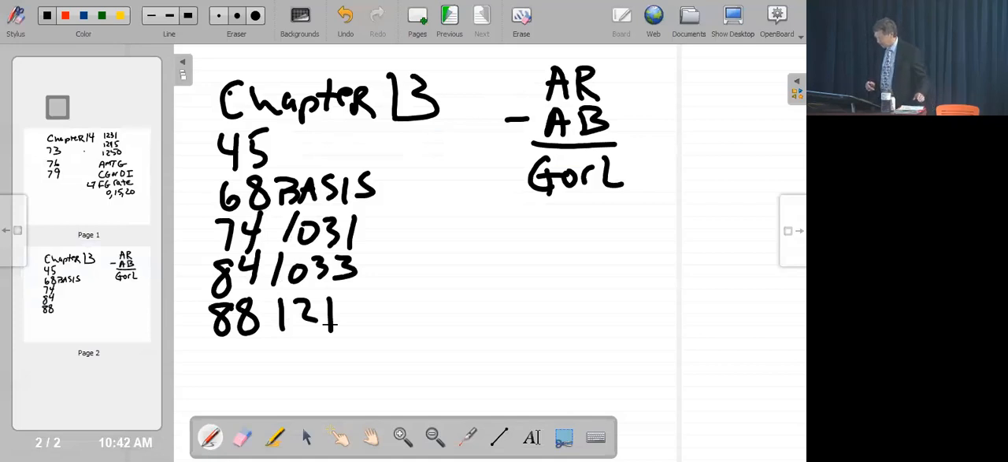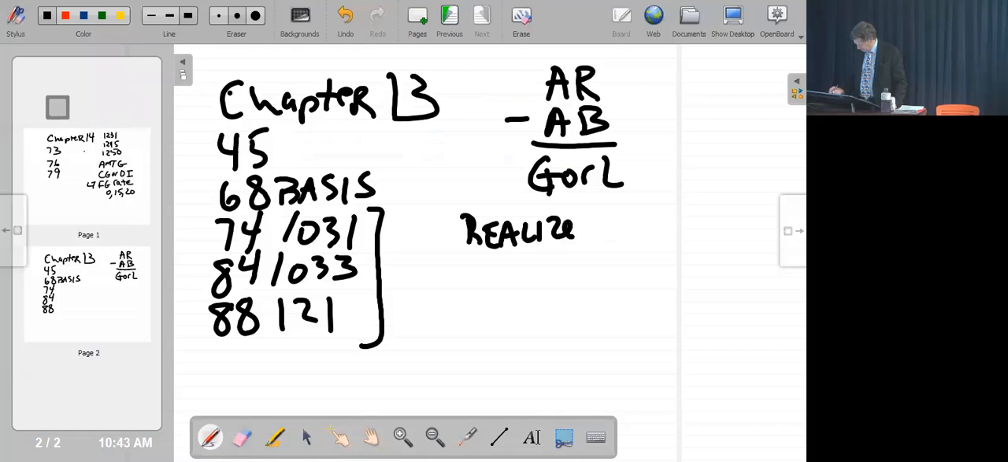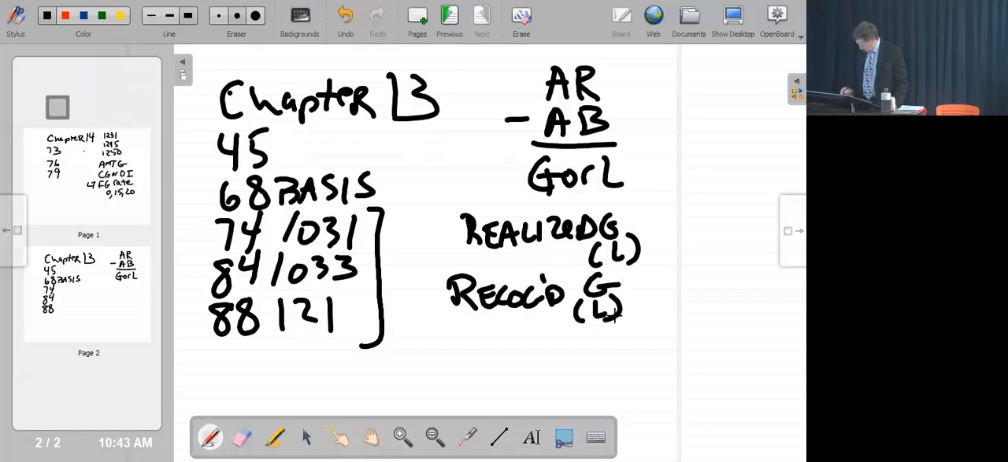Now the questions for chapter 13, there's three code sections, three questions slightly different from chapter 14. Chapter 13, there's our code sections, 1031, 1033, 121. And the questions are, what's the realized gain or loss, right? What's the recognized, right? Recognized gain or loss, and then what's the basis, right, of the new property? Basis is basically cost. And what we did in chapter 13 was find out that we won't always have to recognize realized gain. 1031 allows a postponement where there's an exchange of properties.